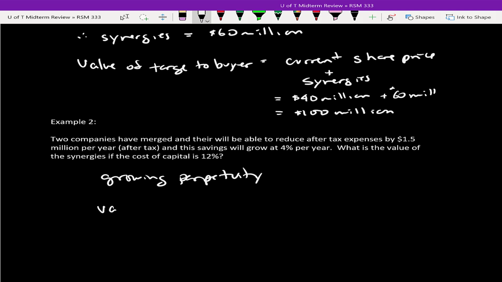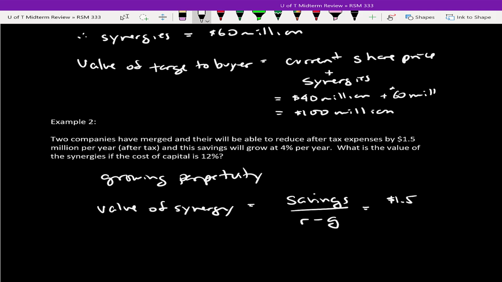Okay, so the value of the synergy is going to be the after-tax savings divided by R minus G. So the savings are 1.5 million divided by R, which is the cost of capital of 12%, minus the annual growth rate of 4%. So it works out to $18.75 million.